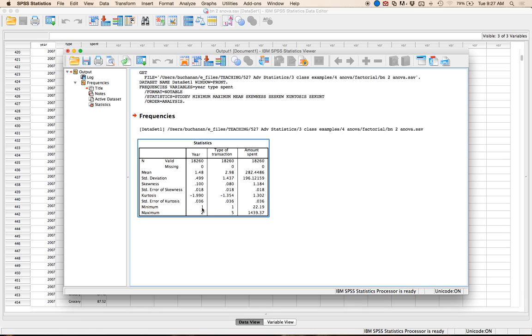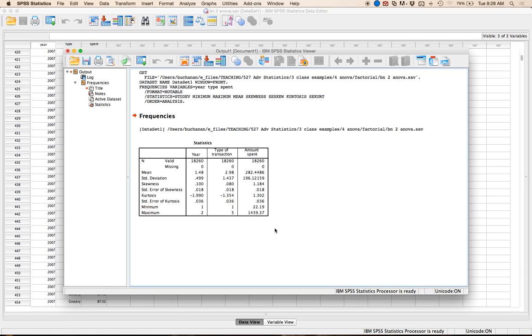For year, it's coded as 1 and 2, so I'm doing good there. And type of transaction is 1 through 5, so I'm okay. Amount spent, there are no negative numbers, because that would be weird. And it gets really high, but I'm assuming that that's a correct number. So I would have to kind of know. So it seems to me like accuracy and missing are okay.